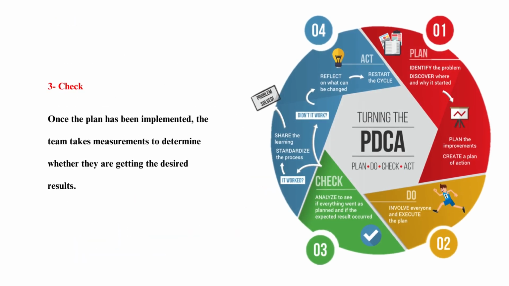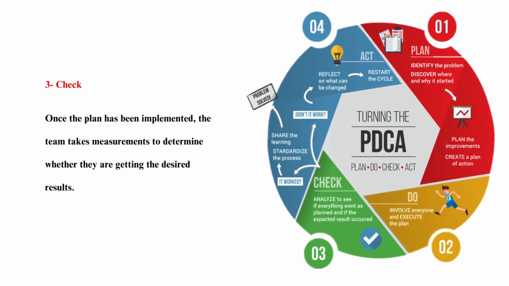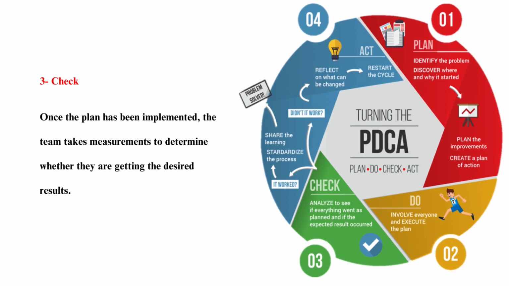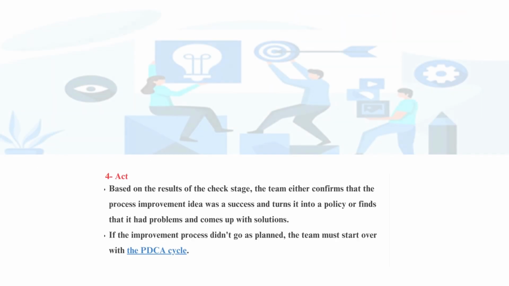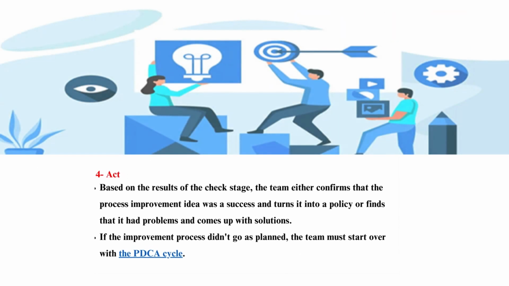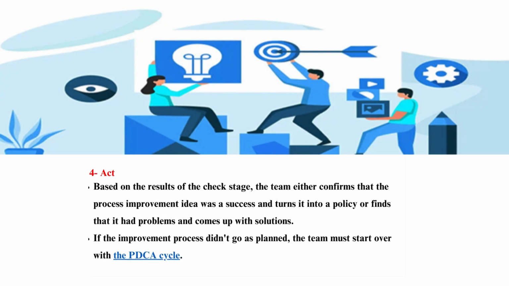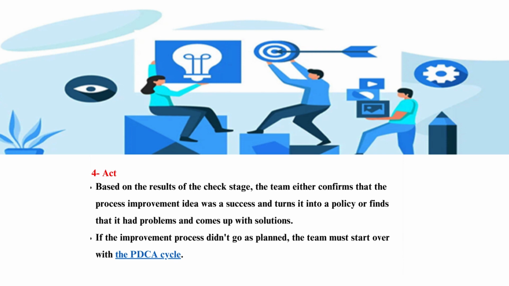After that, we have the Check phase. Once the plan has been implemented, the team takes measurements to determine whether they are getting the desired results. And finally, we need to Act. Based on the results of the check stage, the team either confirms that the process improvement idea was a success and turns it into a policy, or finds that it had problems and comes up with solutions. If the improvement process didn't go as planned, the team must start over with the PDCA cycle.